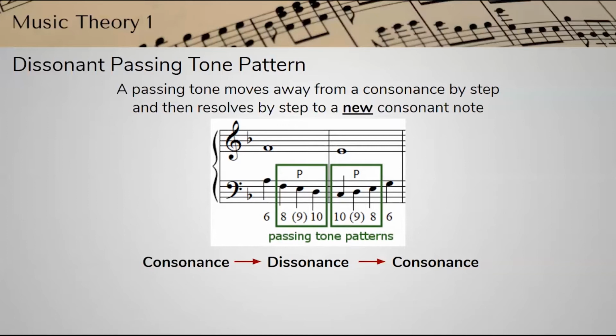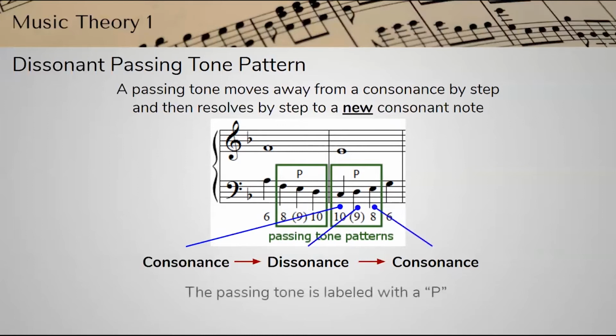So whenever the dissonance moves in a new direction, moves to a new note, it's like the dissonance is forming a little bridge, a little roadway between two consonances. So we call it a passing tone because it's passing in between two different consonances. All right, so that's the first one. We had consonance, dissonance, consonance, and then again consonance, dissonance, consonance. And whenever we have a passing tone, we always label it with the letter P above the note, like I did here.